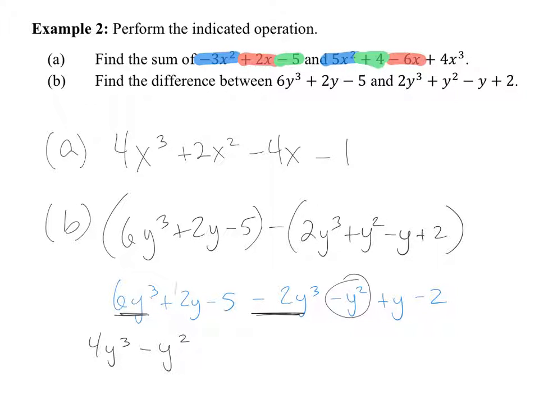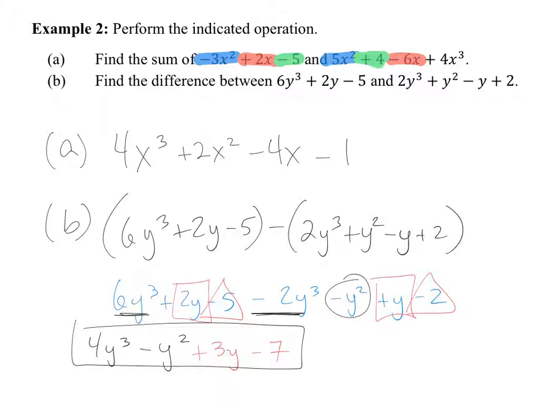And then I've got 2y plus y is 3y. And then finally, negative 5 minus 2 is negative 7. Alright, so again, like terms, like terms, like terms. Negative y squared has no like term, so it just gets carried down. And notice the degree is in decreasing order. Any hands for questions if you want to go over this more? You want me to go through one of these steps along the way if you were confused?